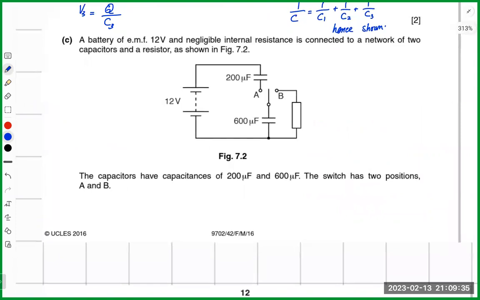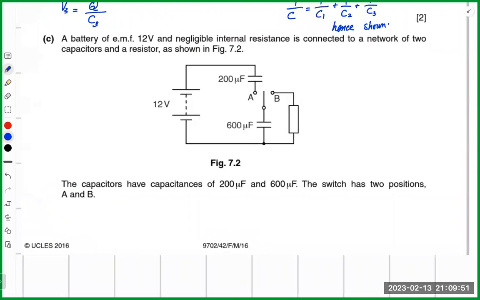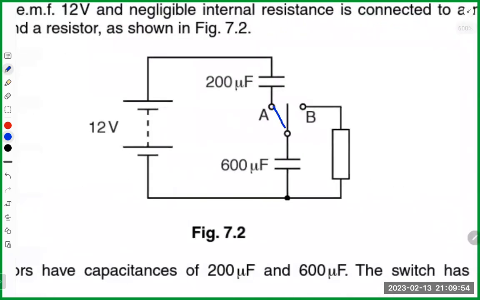Now, a battery of EMF 12 volt and negligible internal resistance is connected to a network of two capacitors and a resistor as shown. The capacitors have capacitances 200 microfarad and 600 microfarad. The switch has two positions. So this switch can either be at A like this. That is how this should be connected if you want to charge the capacitors. And it can also be like this, when the 600 microfarad capacitor will be connected in series with the resistor.